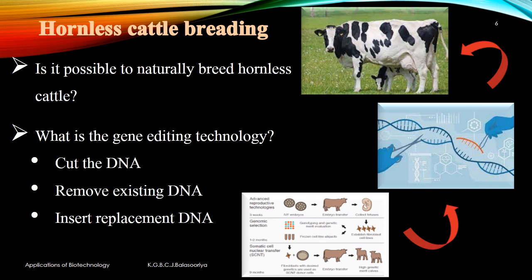So, scientists found a natural allele called POLD that stops the growth of horns in dairy cattle embryos. Then they inserted the allele into dairy cattle's DNA. Then two healthy hornless dairy cows were born. So that is how the scientists bred the hornless cattle.